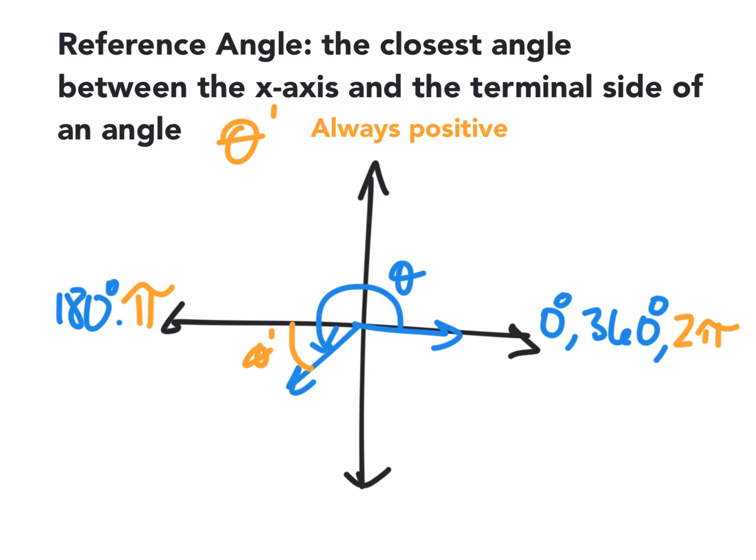Because we're always going back to the x-axis, it's useful to remember that on this side, this is either pi radians or 180 degrees, or on this side, it's 0, 360 degrees, or 2 pi radians.